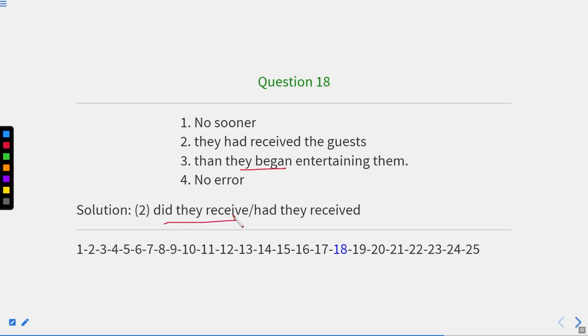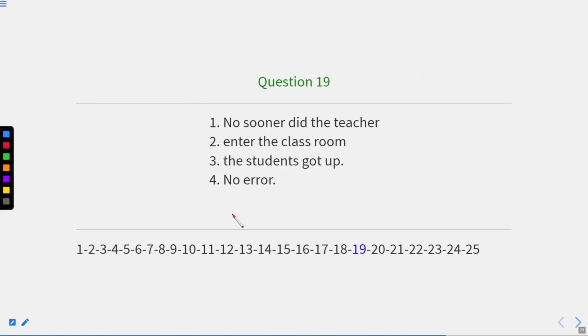Okay, now let us move to the next one. That is question number 19. No sooner did the teacher enter the classroom, the students caught up. As I told you, with no sooner we always make a pair, that is than. Otherwise, what we can do is, as soon as the teacher entered, but there I need to use entered. As soon as is not correct over here. It should be, no sooner did the teacher enter the classroom than the students caught up. So the error is in part third of the sentence, that is, the students caught up.